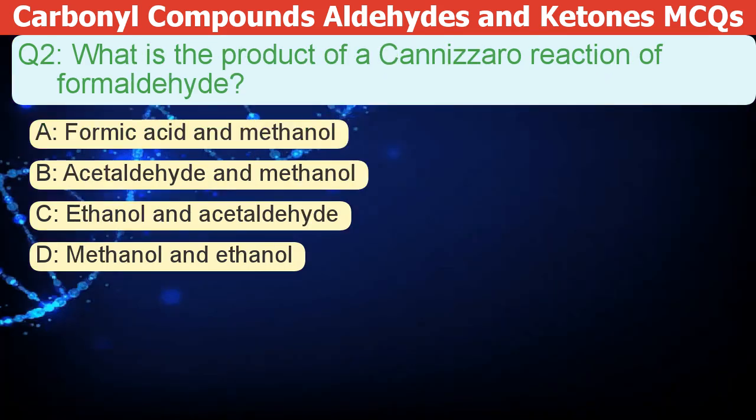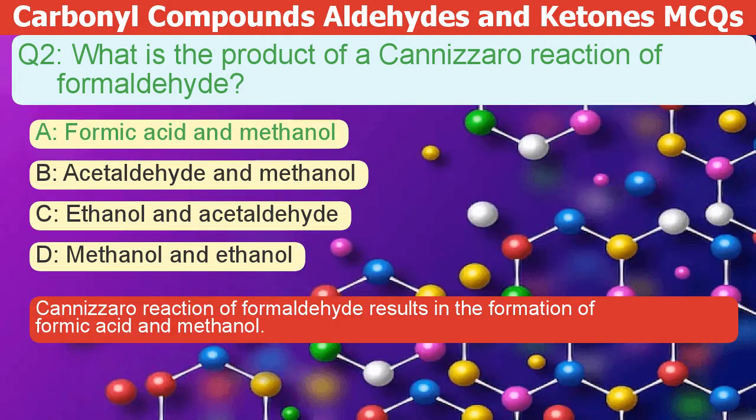What is the product of a Cannizzaro reaction of formaldehyde? A. Formic acid and methanol. B. Acetaldehyde and methanol. C. Ethanol and acetaldehyde. D. Methanol and ethanol. The correct answer is A.